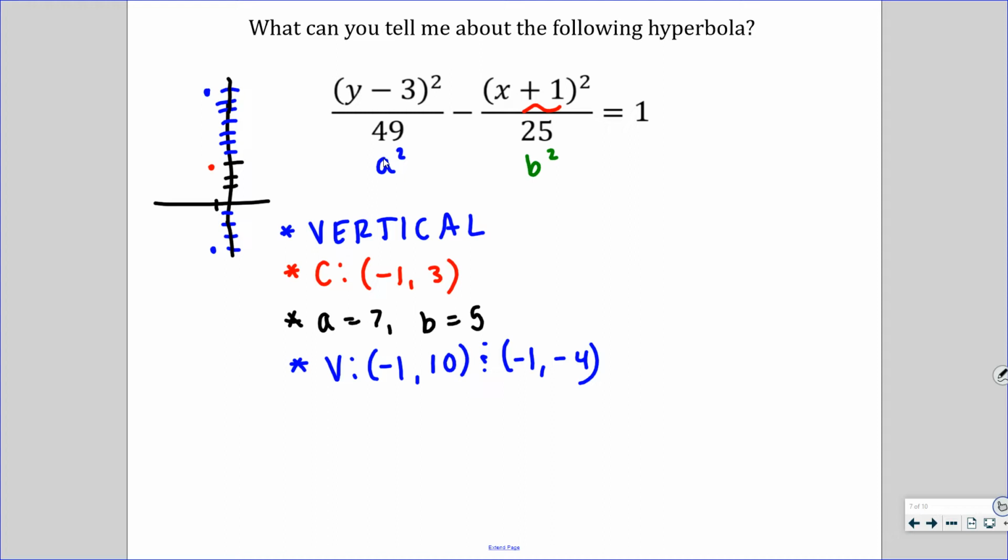Okay, good. It doesn't ask us for this, but if we were to draw our box, our co-vertices would be 5 units to the right and to the left. So 1, 2, 3, 4, 5. Because I am going to have to find the equation of my asymptote, so it helps to draw this graph.